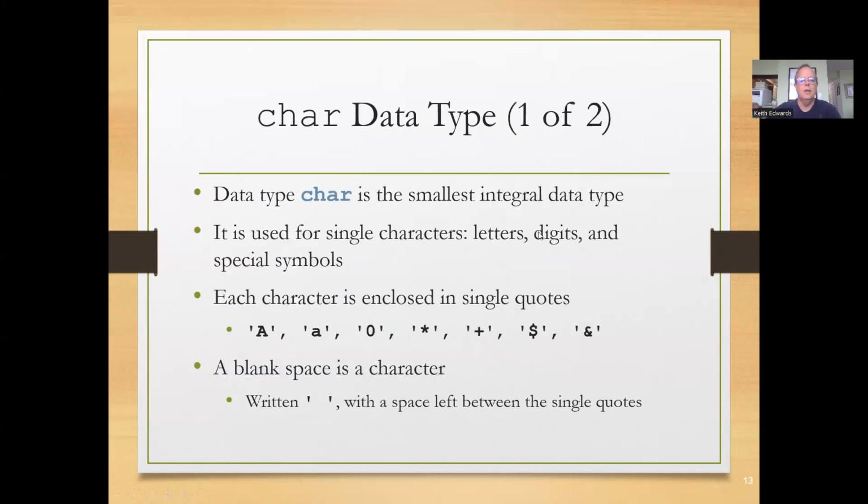Character takes on single characters for letters, digits, and special symbols, and they're enclosed in single quotation marks. A blank space is also a character, and you write it as the apostrophe space apostrophe with the space left in between those single quotes. Or I guess that should be single quote rather than apostrophe, but in reality, they're the same thing.